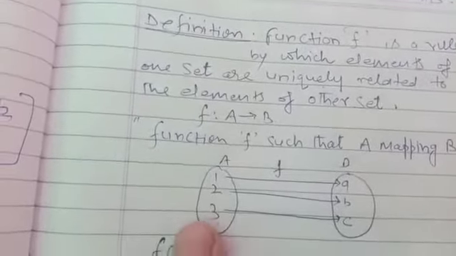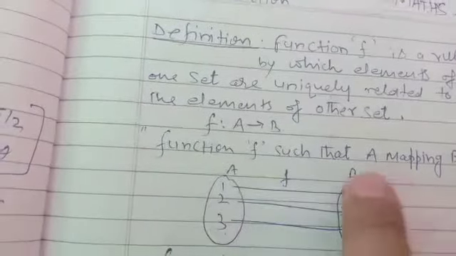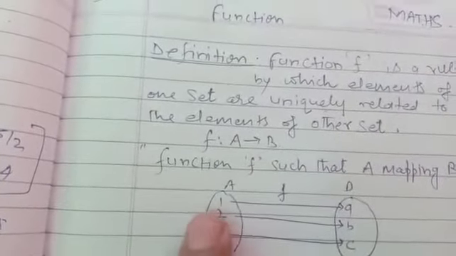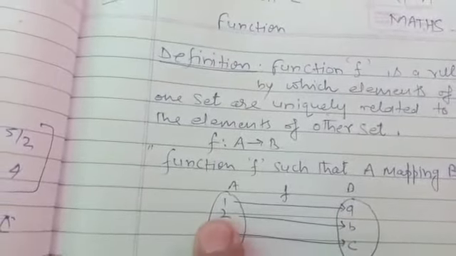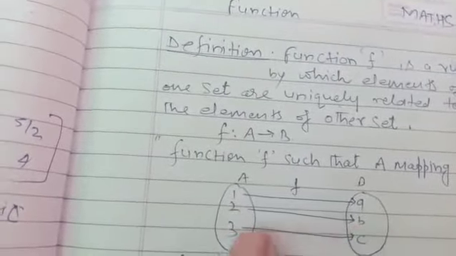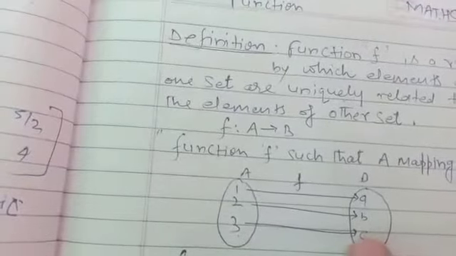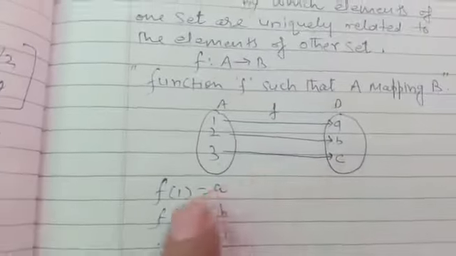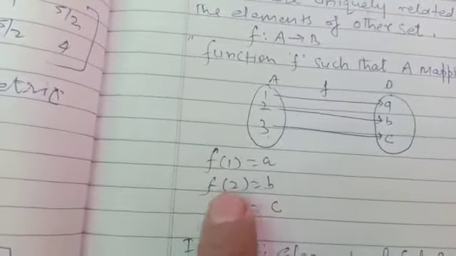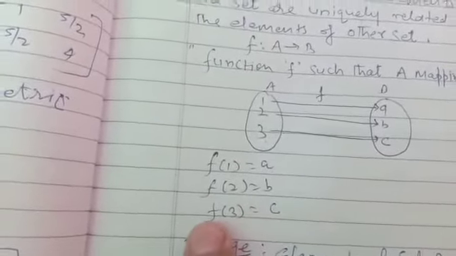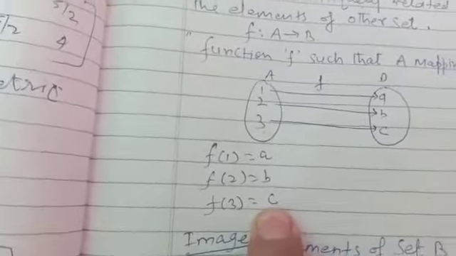And here is the diagram. This is set A and this is set B. The image of 1 is A, the image of 2 is B and the image of 3 is C. So we can write it in this way: f(1) equals A, f(2) equals B, f(3) equals C.